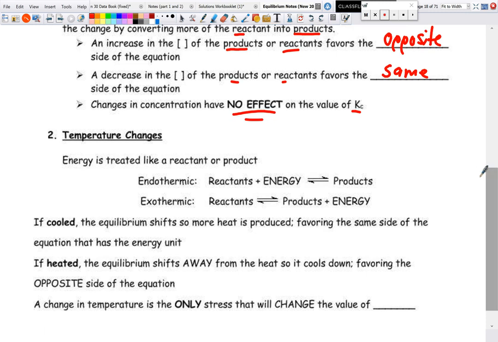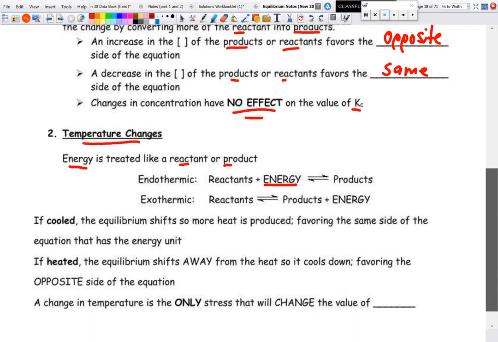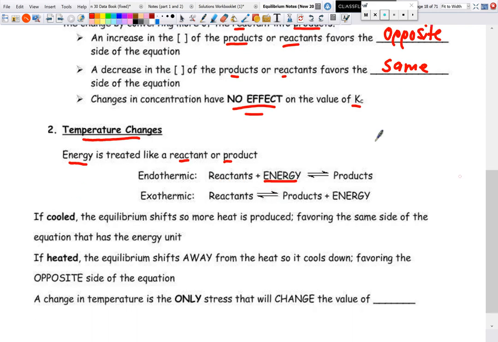Now, the other type of stress that can happen is a temperature change. This is the only one that will affect the equilibrium constant. But for this, you have to think about energy as being treated like either a reactant or a product. For an endothermic reaction, energy is on the reactant side, so we treat it exactly how we did with the concentrations up here: an increase favors the opposite side, and a decrease favors the same side. For an exothermic reaction, the energy is on the product side.